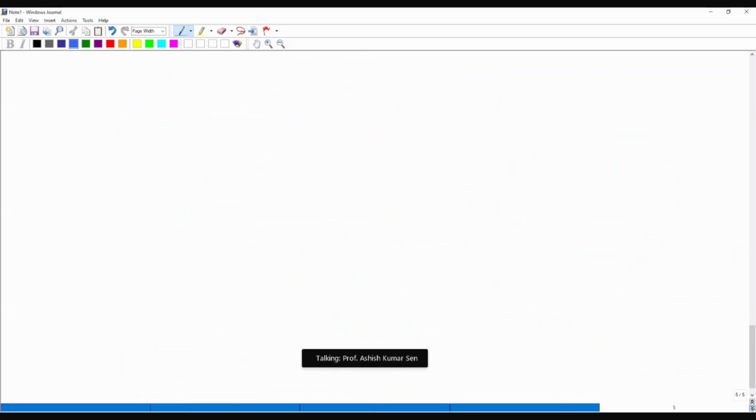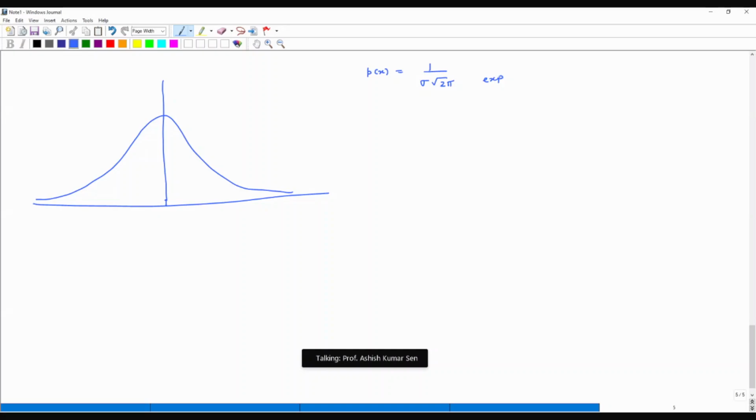You will see that the curve looks like this, which I have already shown you from the histogram. So I write the equation again: P(x) equals 1 over sigma square root of 2 pi, exponential minus half... So this is basically your x mean.